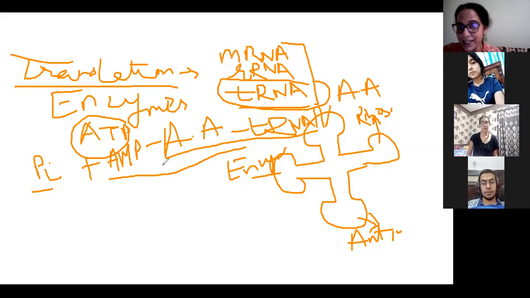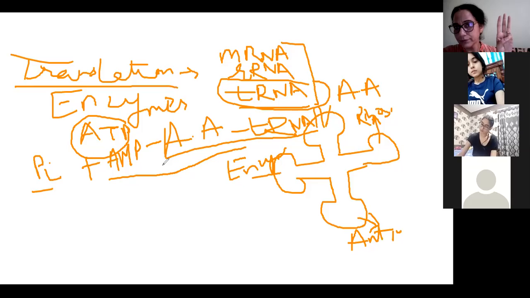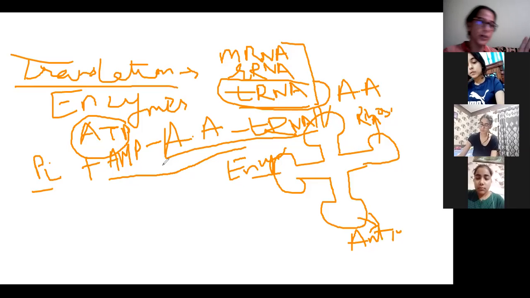And this complex is formed with the help of an enzyme. Please note down the enzyme name: amino acyl transfer RNA synthetase. So this was the first thing, the formation with the help of ATP, amino acid, and transfer RNA. Now 3 things are consumed here. Is it clear till here? Is it clear? Yes, ma'am.